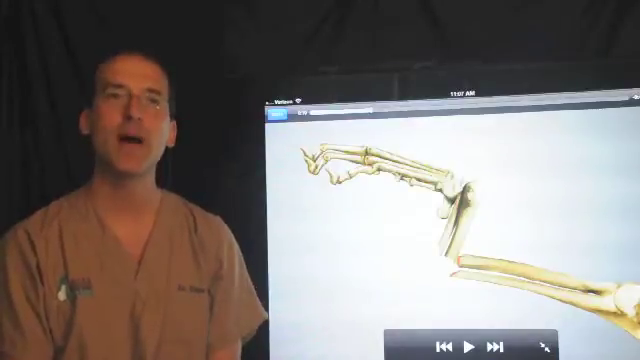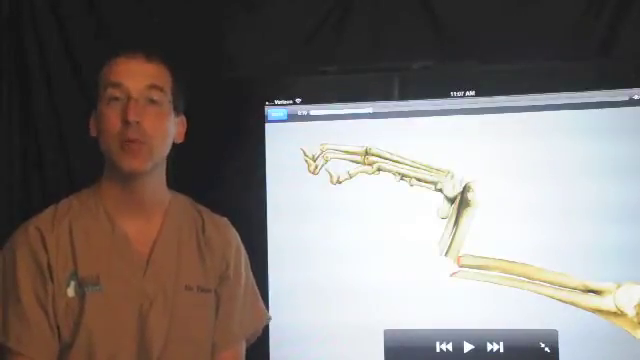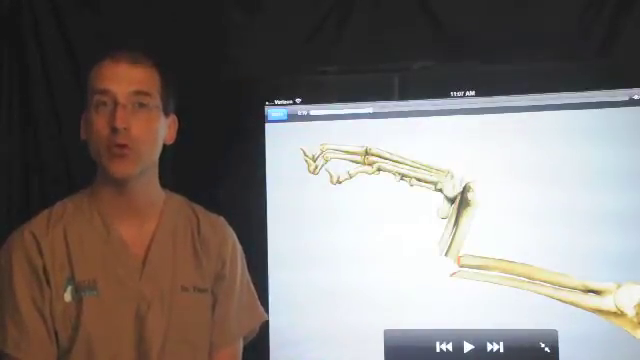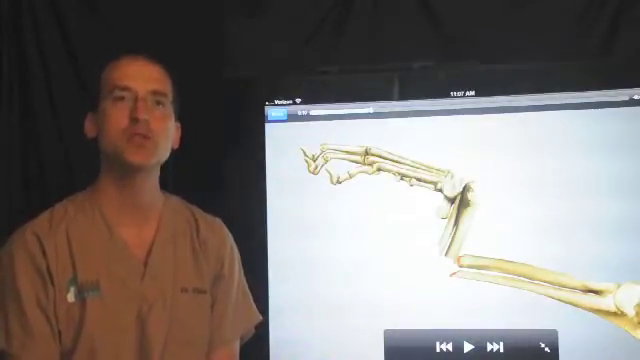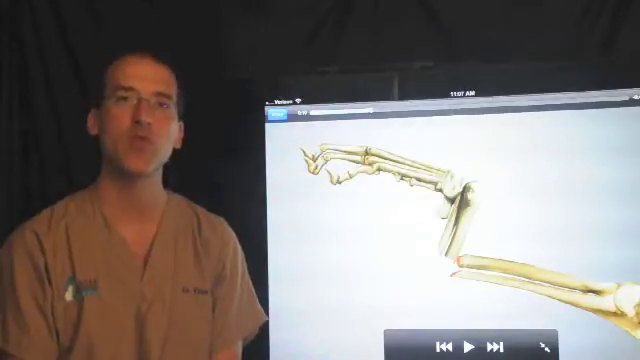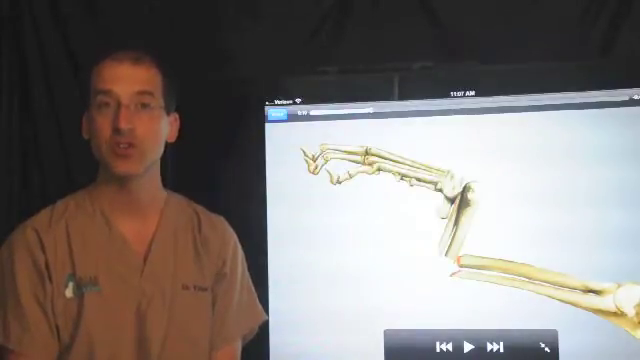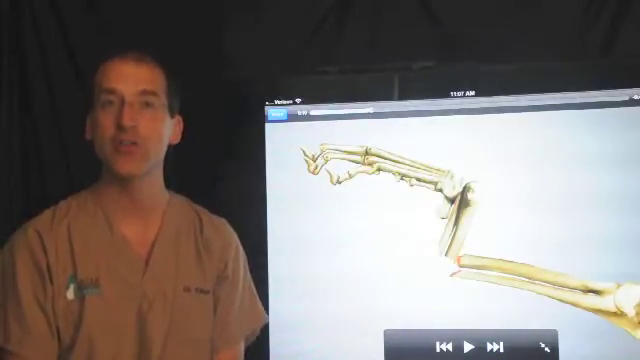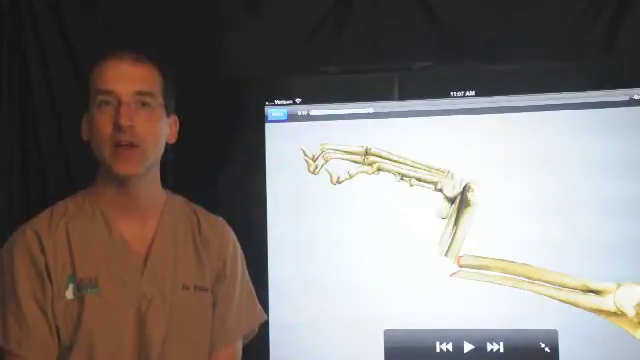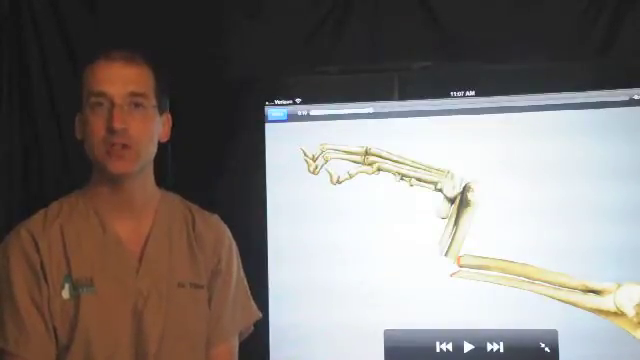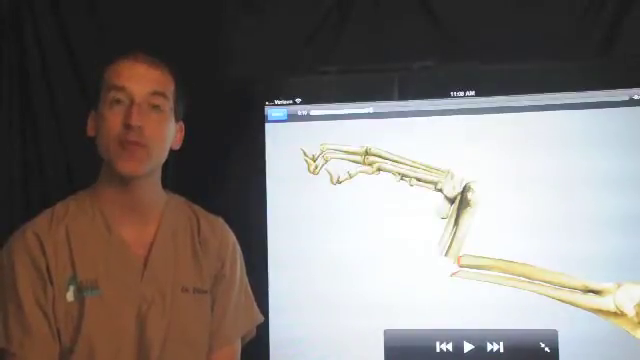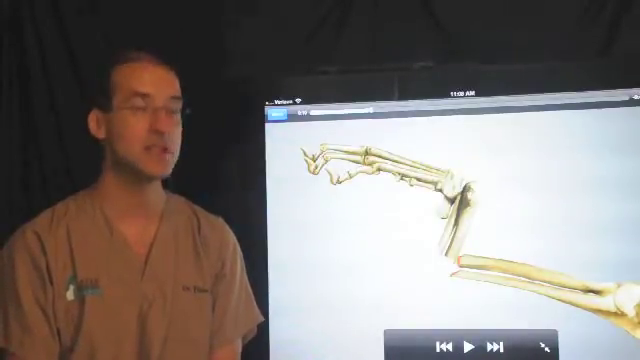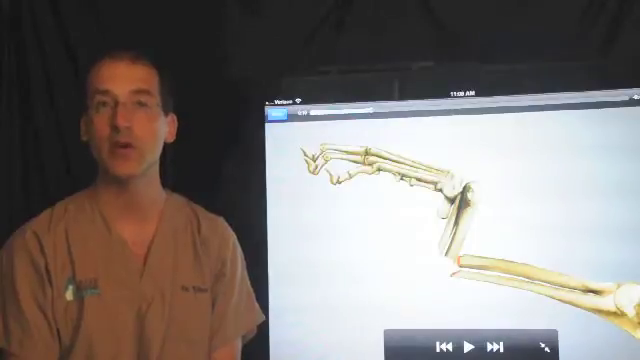I'm going to talk about a type of repair called plating, where we use a bone plate with multiple screws. These are stainless steel implants, and this is the most common method that we use for repairing fractures of the long bones. There are other techniques, and depending on the fracture, we may elect to do a different procedure, but again, this technique is very commonly performed, not only on these bones, but on a number of other bones throughout the body.